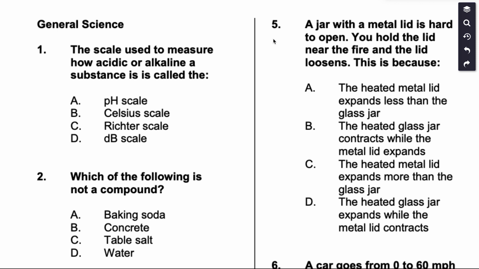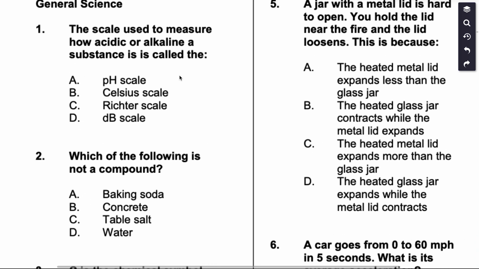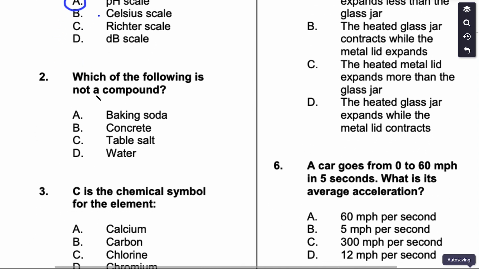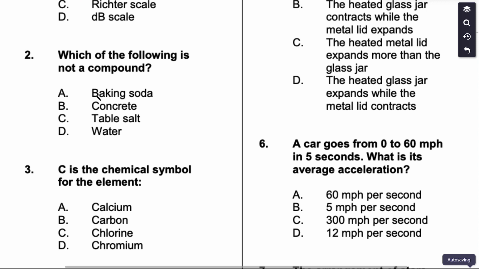The first question of the general science of the ASVAB here is: the scale used to measure how acidic or alkaline a substance is called the... this one should be the pH scale. At least from what I recall, the pH scale is what we use to measure how acidic or how alkaline something is. Number two says, which of the following is not a compound?